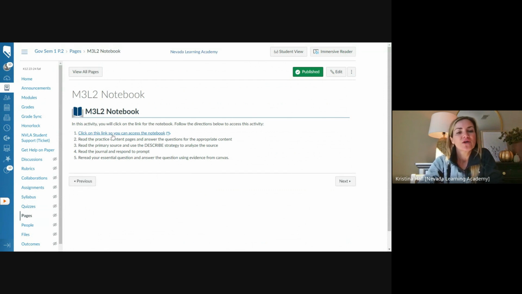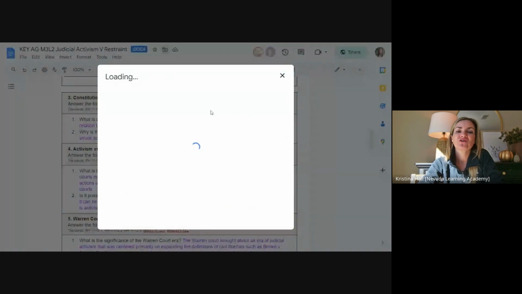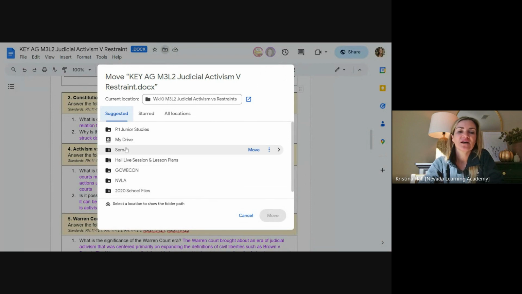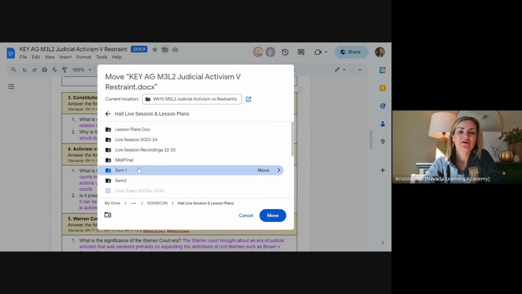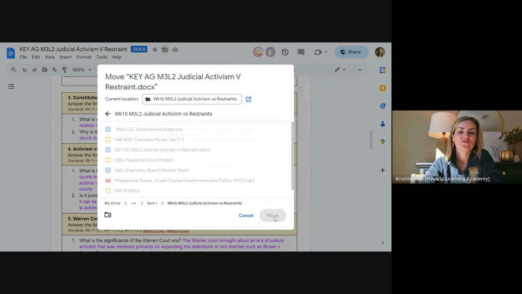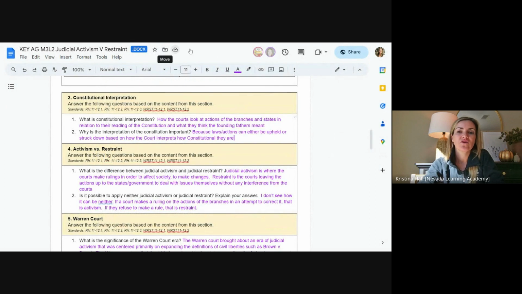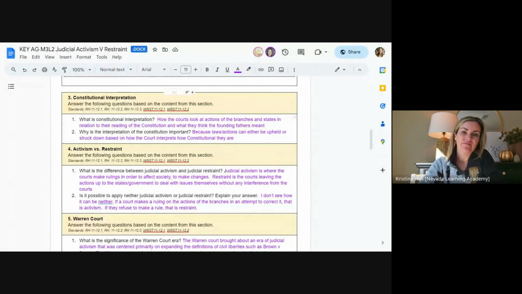All right, let's open up our notebook. So go ahead and click on that link, make a copy. Once you have it open, we're going to save that to the Google Drive. Okay, so you're going to save that to your government folder. Always a good idea. Looks like I need to save mine to my proper folder, so I'll do that. You save yours to your government folder. And then remember to make it shareable. So that's anyone with the link, okay? And that way, when you submit it, I can grade it.